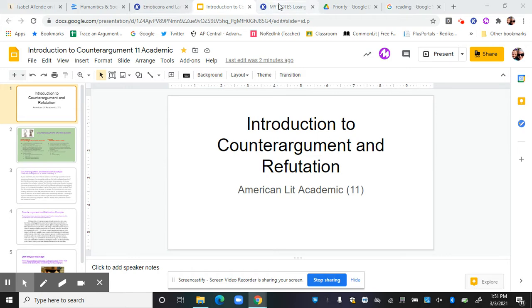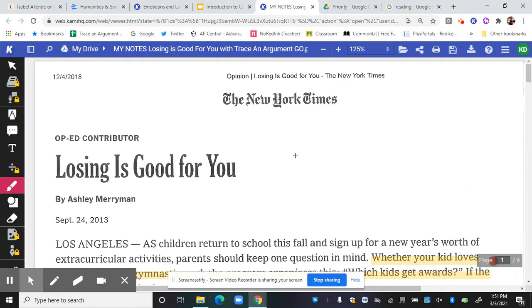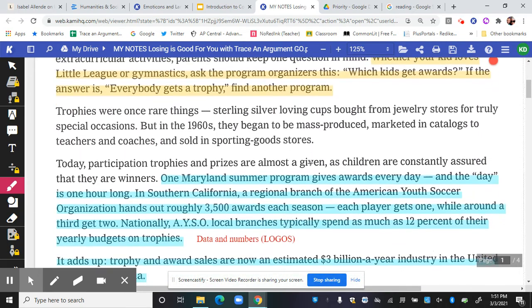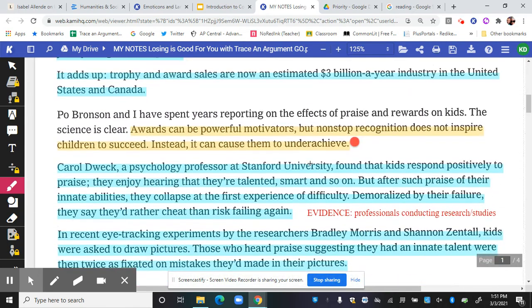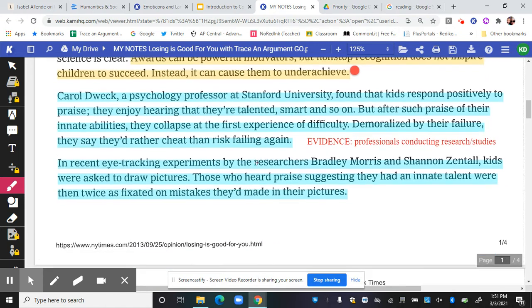So first, I want to take a quick look at the article that we started this unit with, Losing is Good for You, from the New York Times. So this is my copy with some of my notes, and if you remember, the central claim of this piece is this right here. We had talked about the claim that awards can be powerful motivators, but nonstop recognition does not inspire children to succeed. Instead, it can cause them to underachieve. So the claim being this idea that constantly rewarding children in particular can actually have some negative impacts.